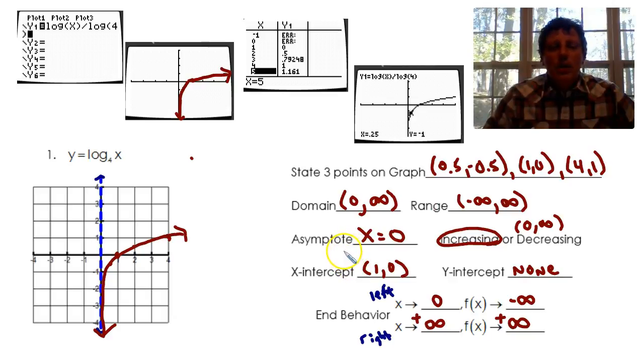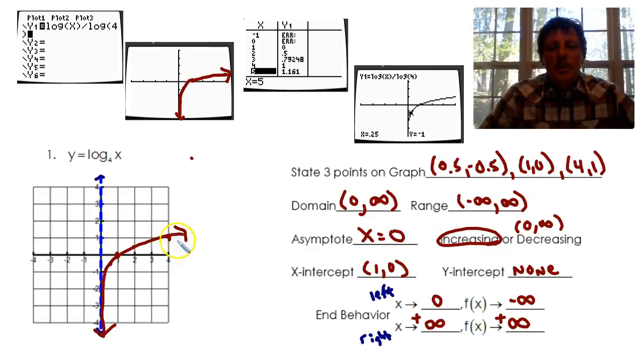The asymptote for a parent function, meaning there's no shifts left or right from the regular position of the logarithmic function, is going to be x equals 0. And if we have a shift left or right, we'll see that that asymptote will move with the function. This function is always increasing.